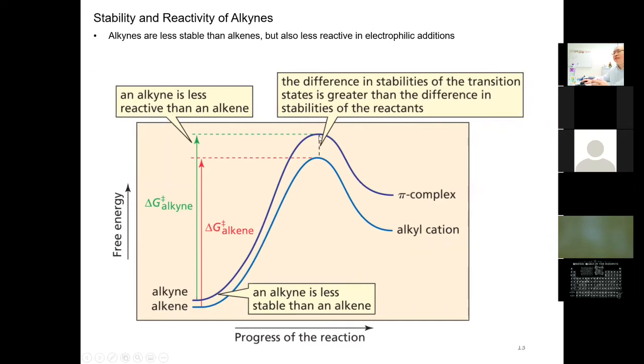The case is that the difference between the transition state energies is larger than the difference between the alkyne and alkene starting materials. So for the alkyne to do the addition, the activation energy, shown in green, is much bigger than the activation energy of the alkene. So in electrophilic addition reactions, the alkyne is less reactive than an alkene because of the activation energy, not because of the starting material.